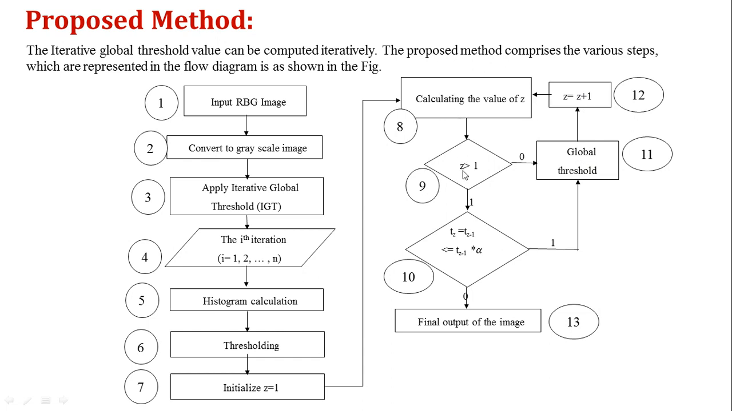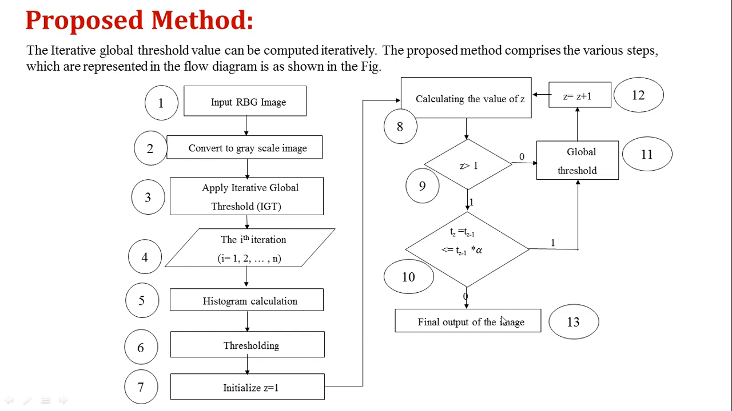If z is greater than 1, then move to tz. In the 10th step we are comparing tz and tz minus 1. If the tz value is alpha times greater than tz minus 1, then go back to the 11th step, and the 12th step repeats until the condition is reached. When it is false, the flowchart will be finished and we come to the 13th step.